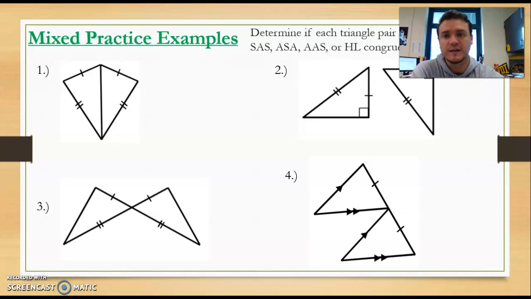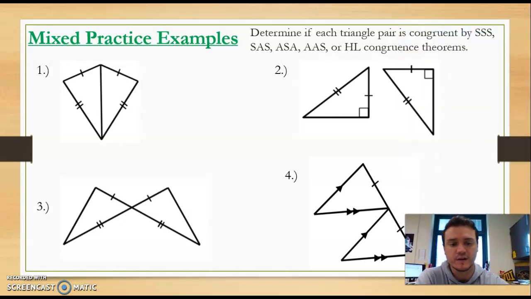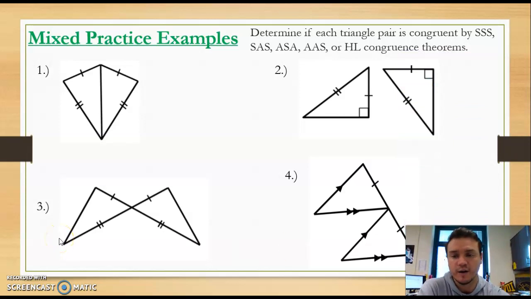So this would be if you don't know, or if maybe you haven't been watching the videos very thoroughly over the past couple of weeks, we're going to run through these mixed practice examples, and hopefully in doing these examples, you should be able to basically get the gist of everything we've done in the last week and a half or so. All right, so what we're going to do is take a look at each problem and determine if it's SSS, SAS, ASA, AAS, or HL congruence.